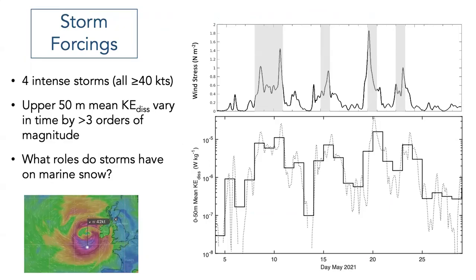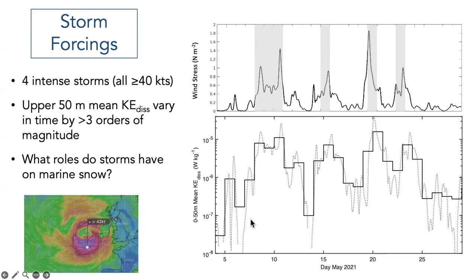So that was a view looking at it just static in time. If we look at this now as a function of time, what's shown here is the wind stress. The gray bars are periods of time in which we were not working because of the weather. And this is the upper ocean averaged kinetic energy dissipation level in the upper 50 meters. You can see that this varies from 10 to the minus 5th watts per kilogram by about 3 orders of magnitude.